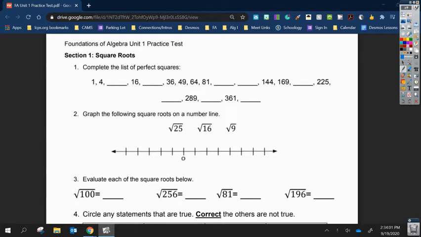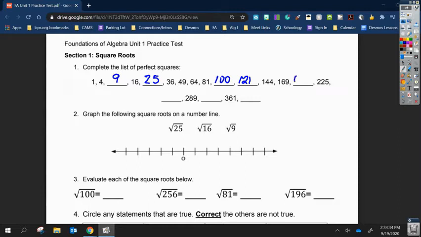1 is the first perfect square because 1 squared, or 1 times 1, is 1. 2 squared is 4. 3 squared, or 3 times 3, is 9. 4 squared is 16. 5 squared is 25. 6 squared is 36. 7 squared is 49. 8 squared is 64. 9 squared is 81. 10 squared is 100. 11 squared is 121. 12 squared is 144. 13 squared is 169.